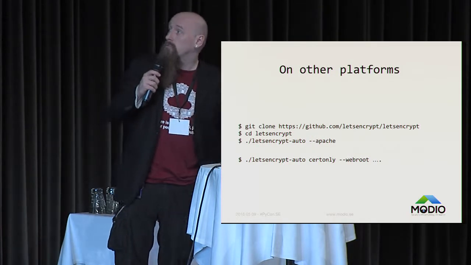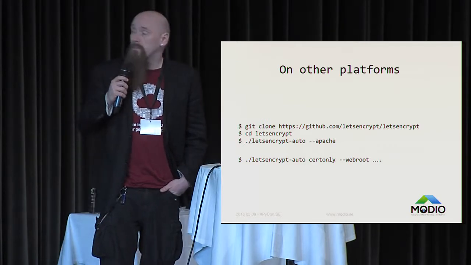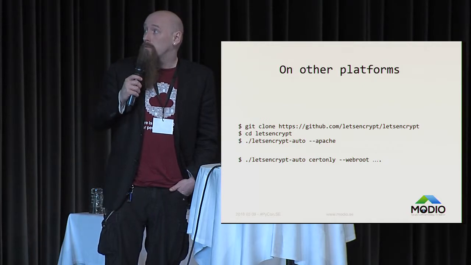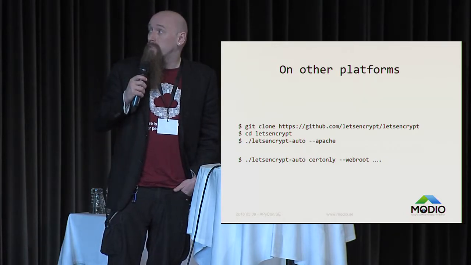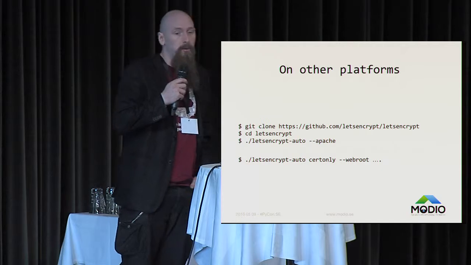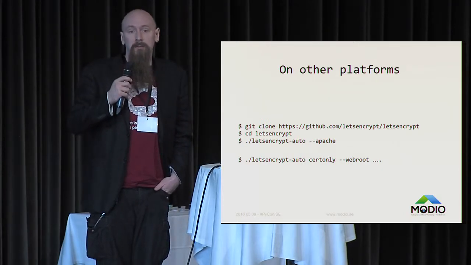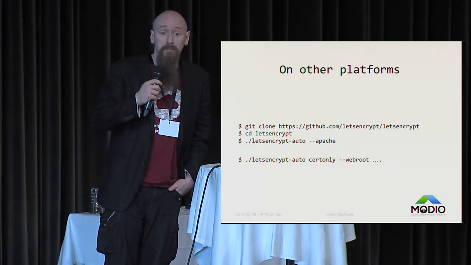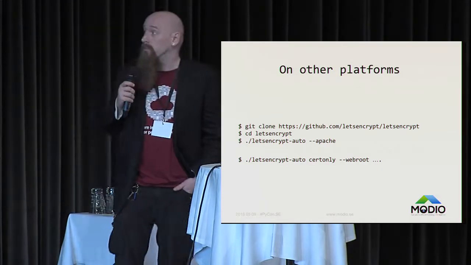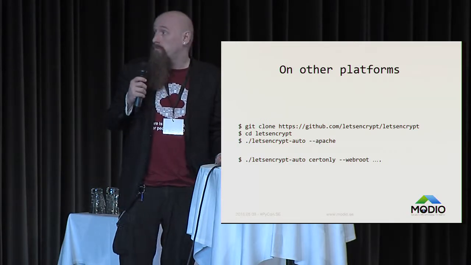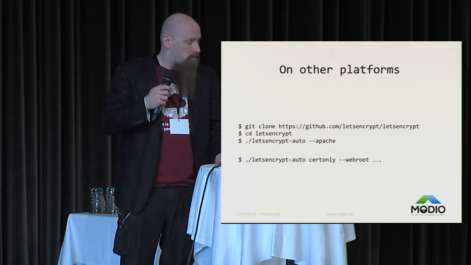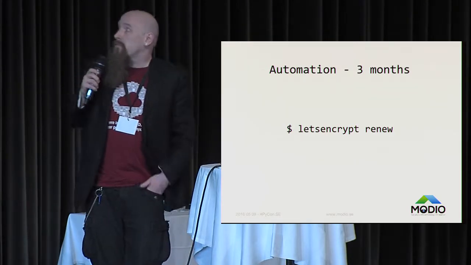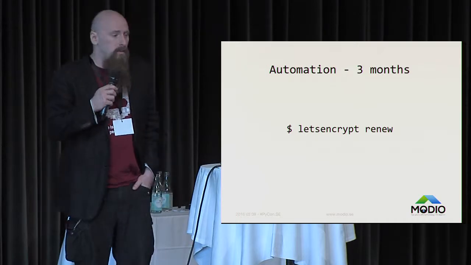On other platforms, you have to clone the Let's Encrypt repository, run the same tool, and in this case with the --apache flag, which will automatically get the certificate, download it, and configure Apache for you to use your certificate and have everything in place. It really is that easy right now. For others, you can use other methods. So, once every 3 months seems easy enough.